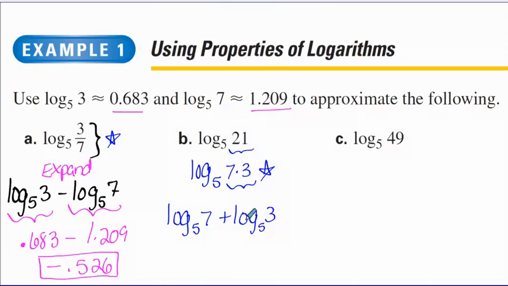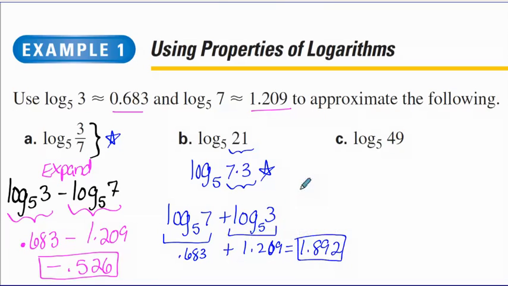And similarly to what we've done in number 1, we'll go ahead and substitute those values of 0.683 plus 1.209, and that equals 1.892. Right? Again, substitute those values.